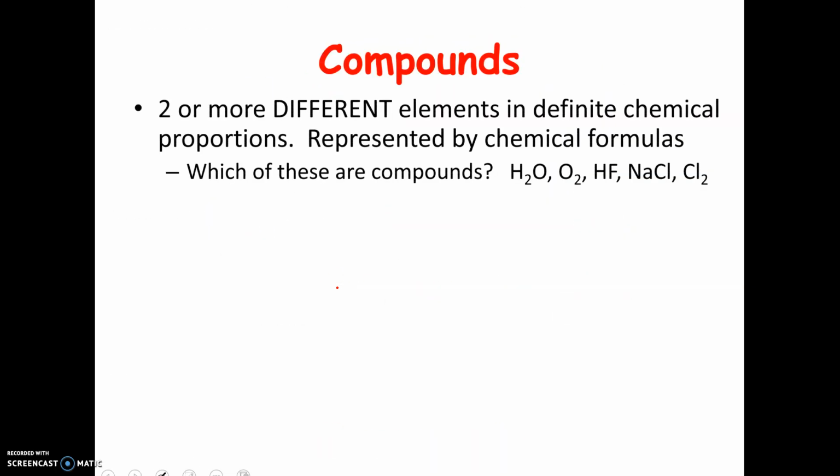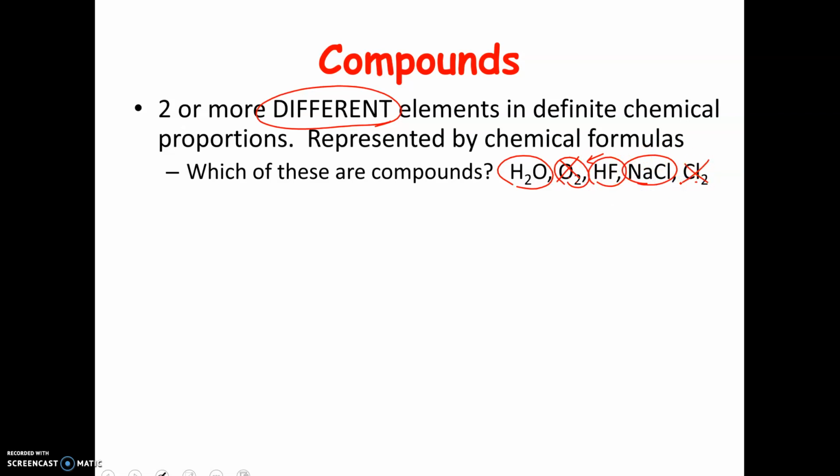So a compound is a combination of 2 or more different elements put together into a particular chemical formula. The key here, make sure you know this for the test, is that they're different elements. So for example, H2O would be a compound, but O2 would not. Even though it's 2 atoms, this would actually only be 1 element. It's 2 oxygens hooked together, so this would not be a compound. HF would, NaCl would, and then Cl2 would not.